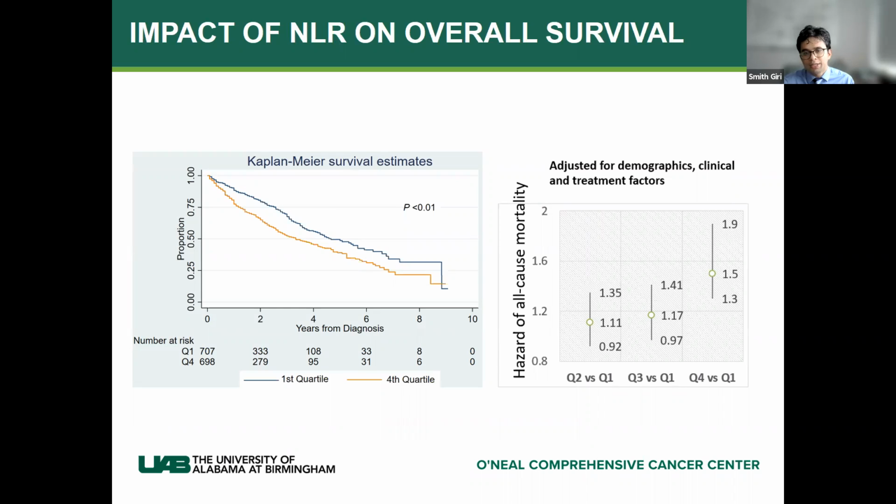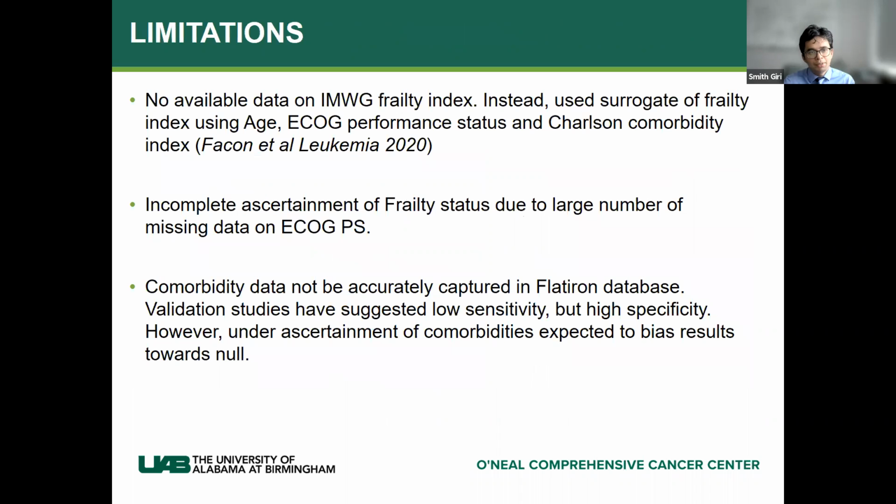In terms of Cox regression, we found increasing hazards of all-cause mortality with each increasing quartile. So Q4 versus Q1 had a 1.5 hazard ratio, statistically significant even after adjusting for potential confounders. Our limitations: we did not have any available data on the IMWG frailty index. Many argue that this is the gold standard for measuring frailty in this population.